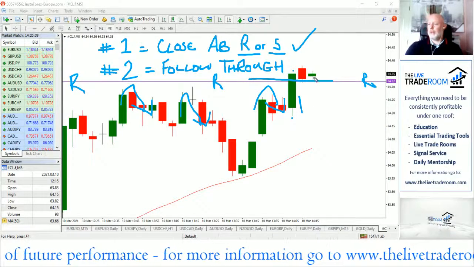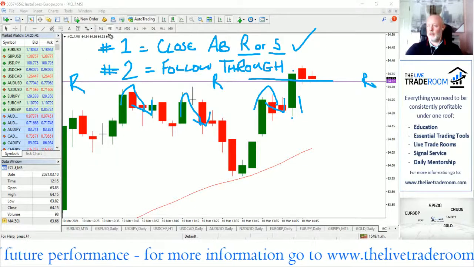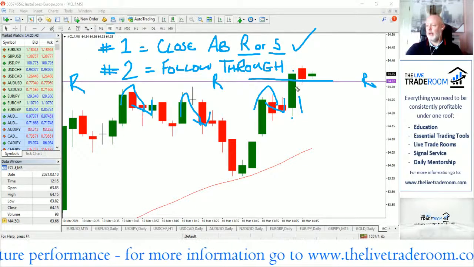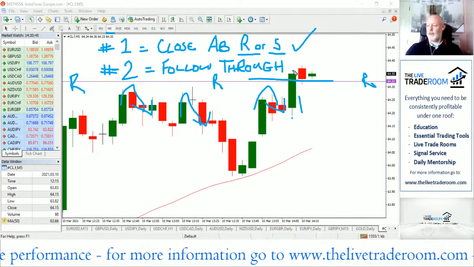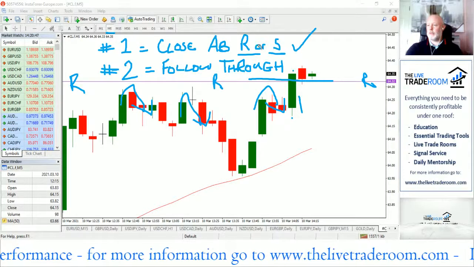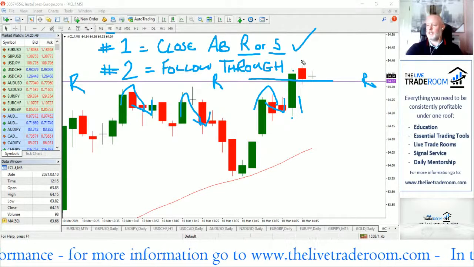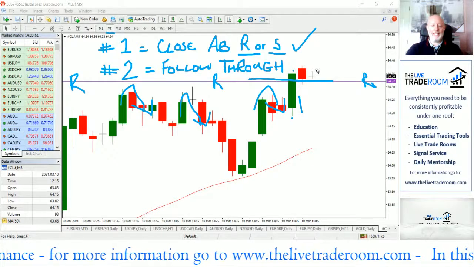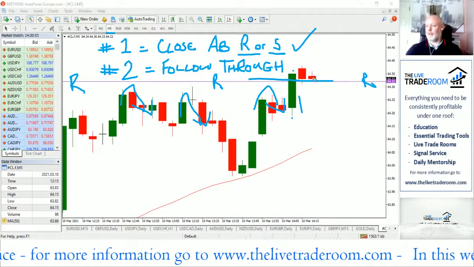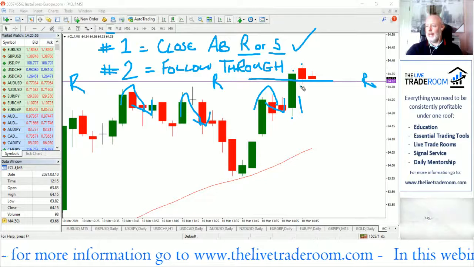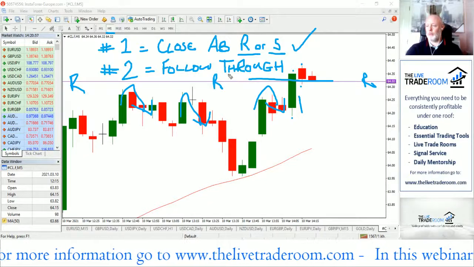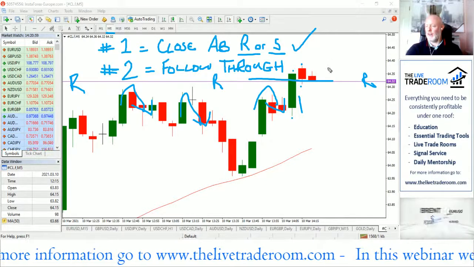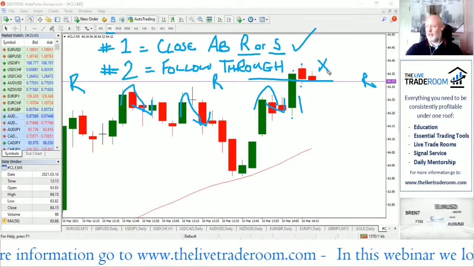So we can safely see, and this is on a 5-minute chart, that we've actually got the close above it. So the first part of this decision to get into this trade is a close above. So we've got that. The second part is not quite what we would expect. We've seen a follow through? Right now the answer is no.